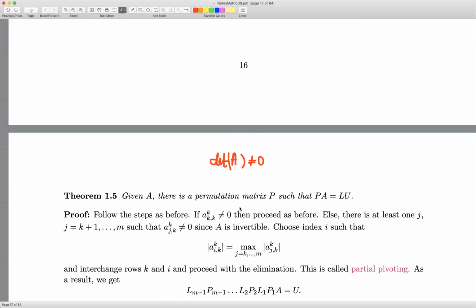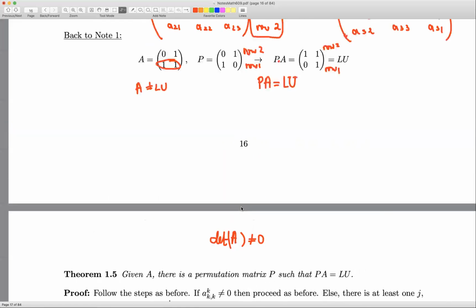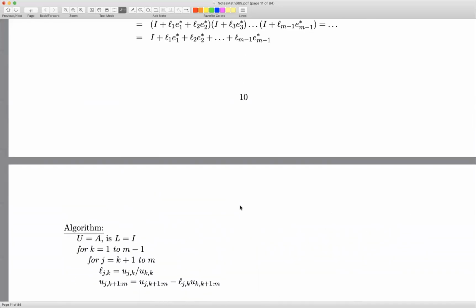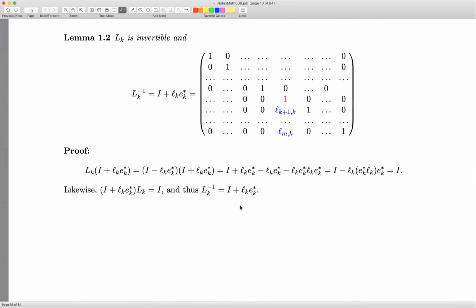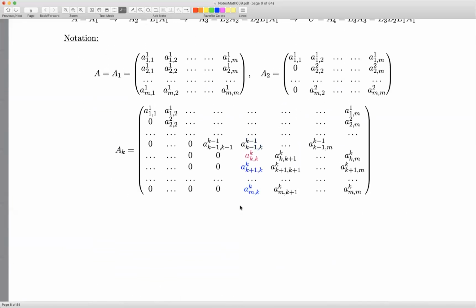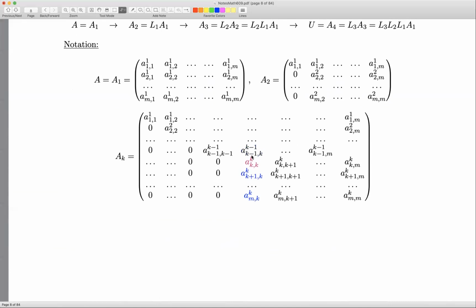Remember that when we were doing the Gauss elimination, and now we'll go back to the Gauss elimination, eventually at step K we end up with this matrix. And in this matrix, A_KK is the pivot element. This is column K, and this is row K. So the pivot element stays on the Kth column and on the Kth row.